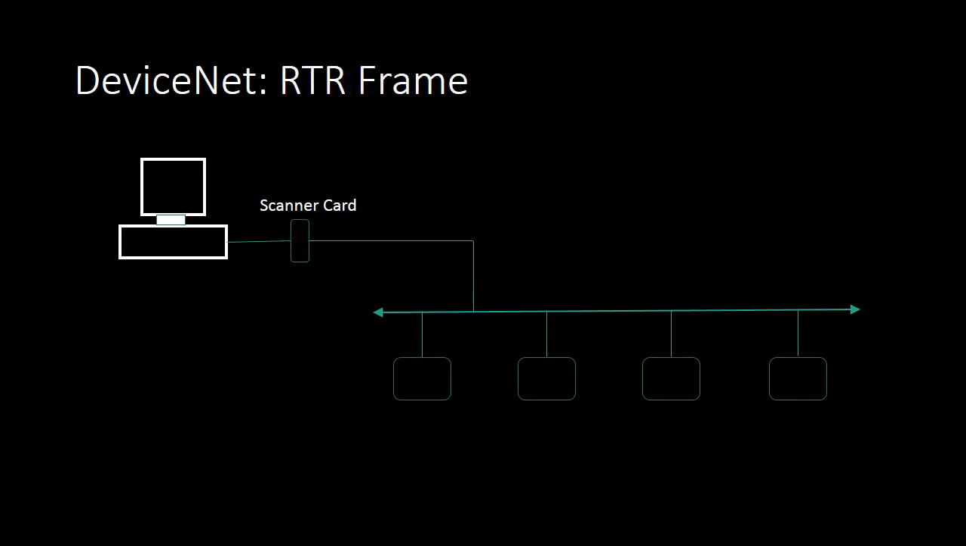Besides the data frame, there is also the remote frame, RTR frame. This type of frame does not have a data field, but only an identifier. It works as a request so that another network device transmits the desired data frame.